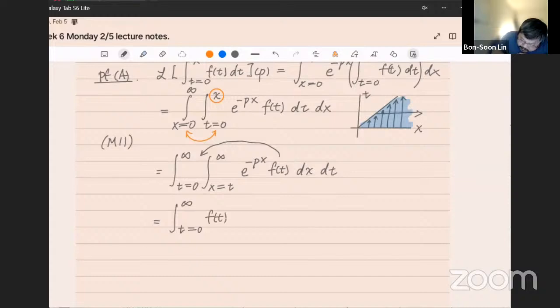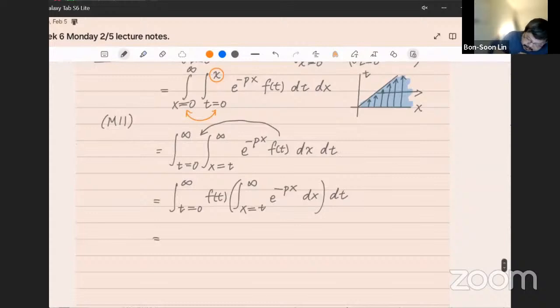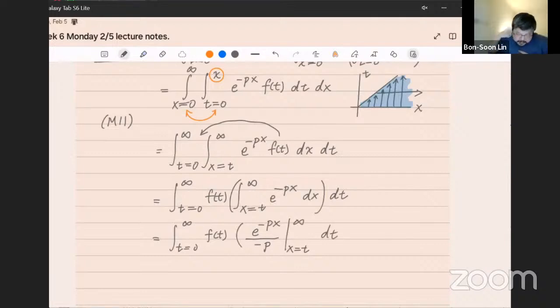F of t times the integral x going from t to infinity of e to the minus px dx. This can be integrated dt. All right, so I've got to evaluate this. Let's do it. This is not too bad. This is just calculating e to the minus px divided by minus p, from x going from t to infinity, dt.